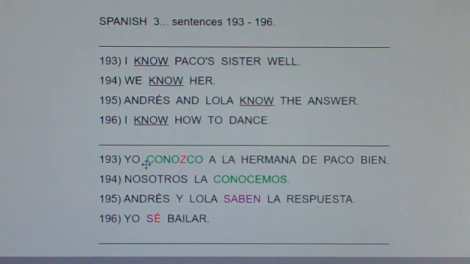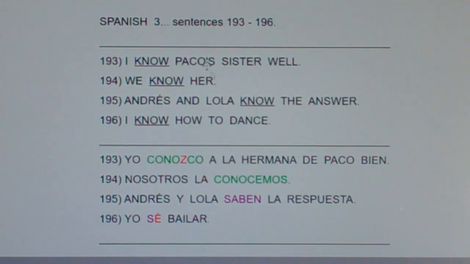So let's look at number 1. I know Paco's sister well. Well, she's a person, so use conocer. Now, the only form of conocer that's irregular in the present tense is the yo form. It's conozco. Okay? So, conozco a la hermana de Paco. I know personally the sister of Paco. Remember, in Spanish, there's no apostrophe S. You don't say Paco's sister, you say the sister of Paco.